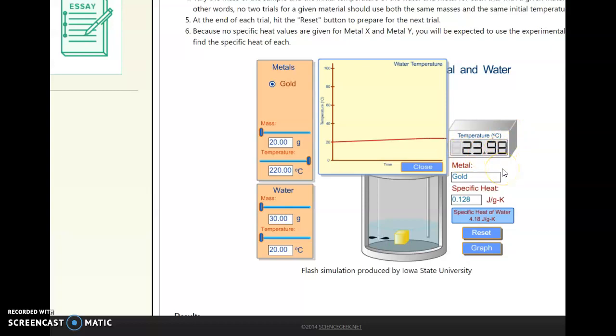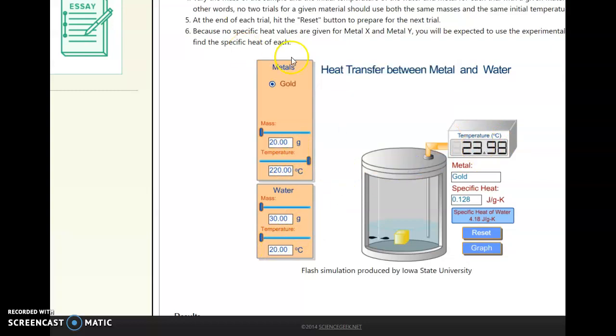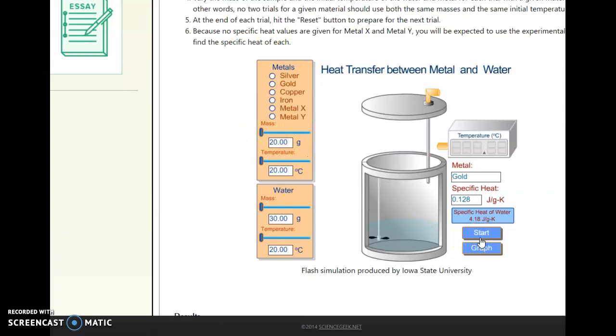Okay, and then you can just kind of guesstimate. So for this particular value, I'd say that the temperature would be like 23.98, 23.99 degrees Celsius. So that would be the final temperature of the water, and that would also be the final temperature of the metal itself.